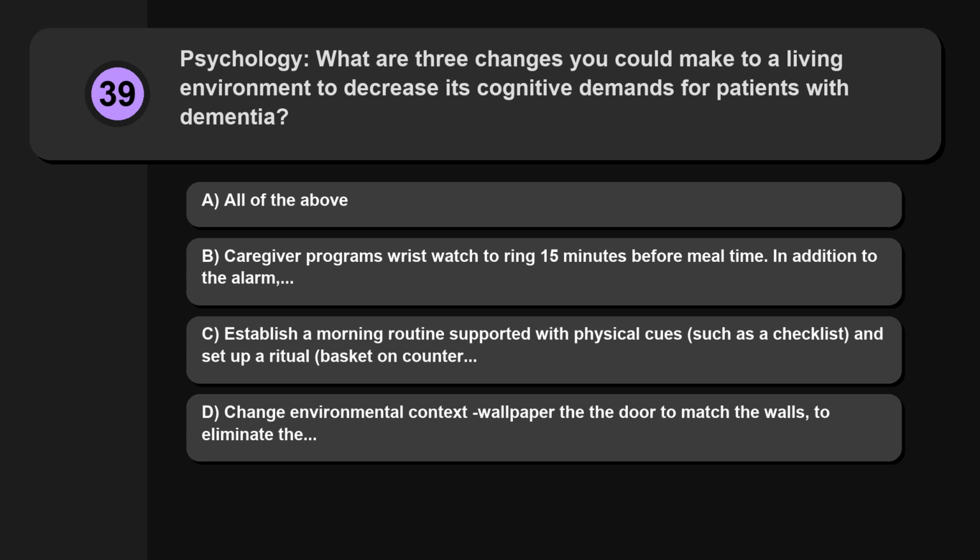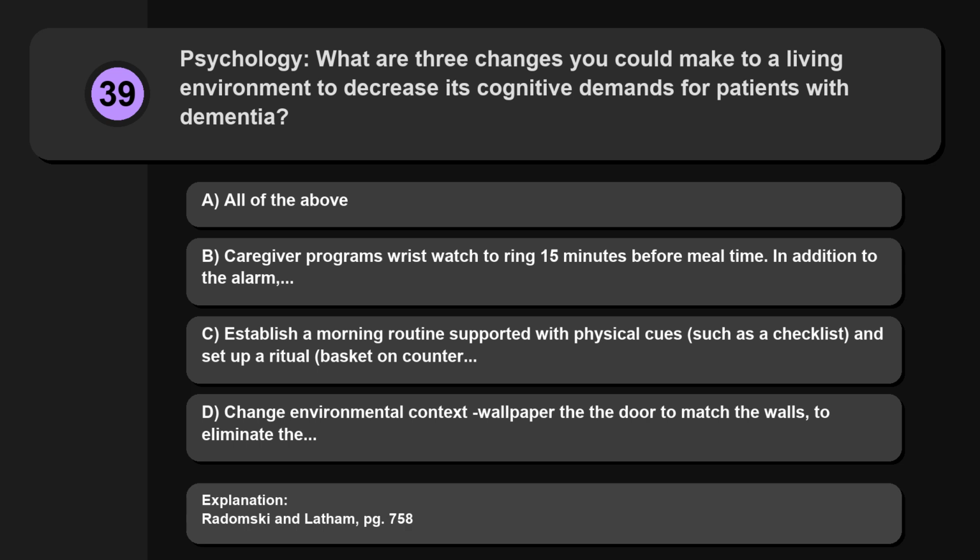Question 39. Psychology. What are 3 changes you could make to a living environment to decrease its cognitive demands for patients with dementia? Option A, all of the above. Option B, caregiver programs wristwatch to ring 15 minutes before mealtime, in addition to the alarm. Option C, establish a morning routine supported with physical cues, such as a checklist, and set up a ritual basket on counter. Option D, change environmental context, wallpaper the door to match the walls, to eliminate the. The correct answer is option A. Radomski and Latham, page 758.